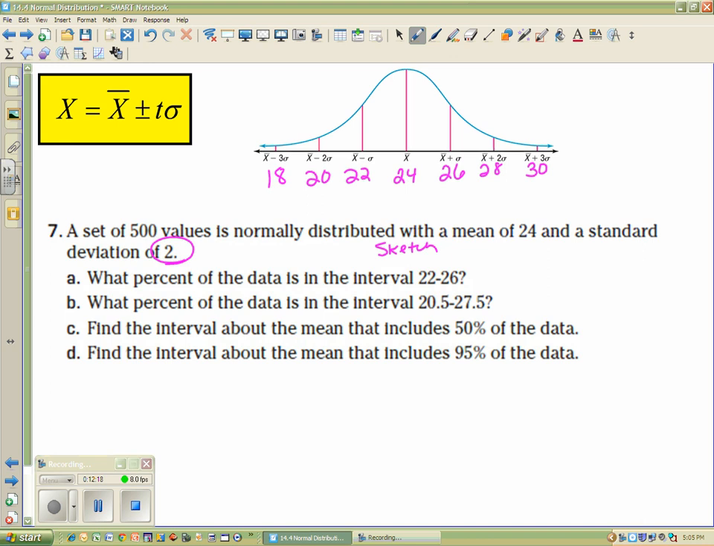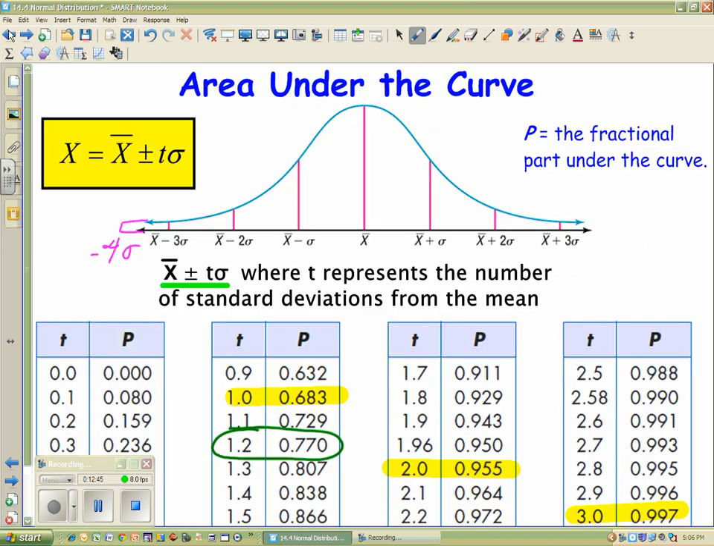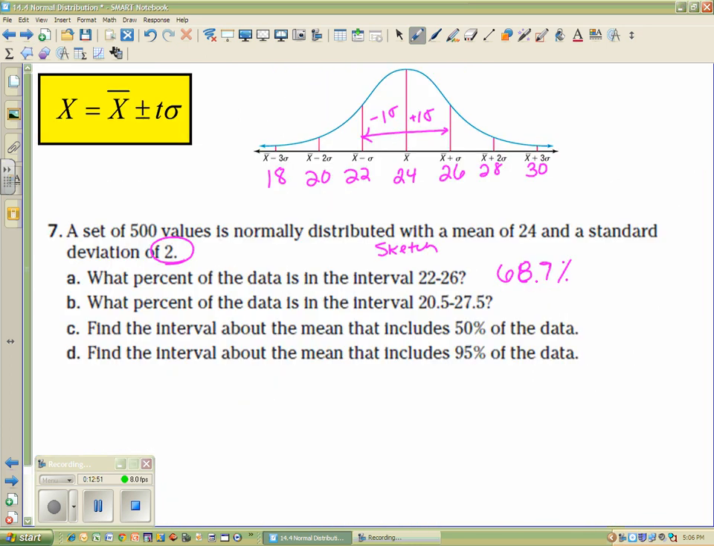The first question asks, what percent of the data is in the interval 22 through 26? So right in this bandwidth, notice how this is 1 standard deviation above and 1 standard deviation below. That would be 68.7% of the data, I do believe. 68.3% of the data. I didn't think that sounded right. 68.3% of the data.